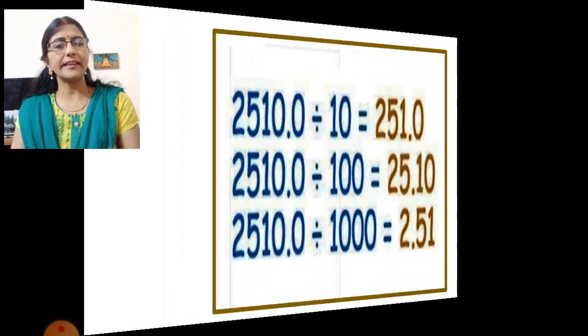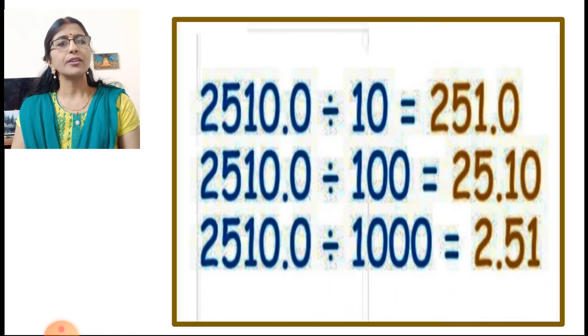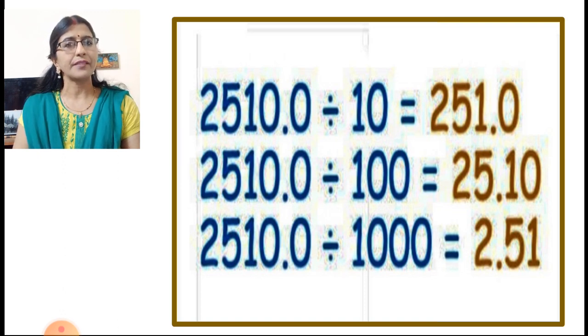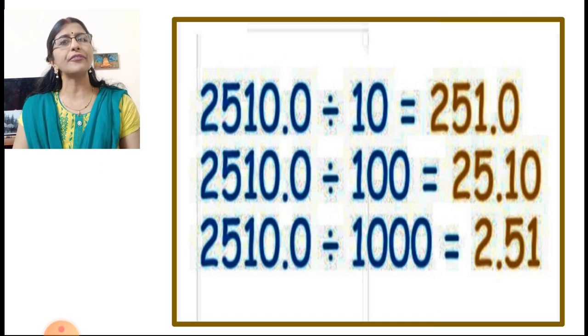So let us see here. There are some examples. 2510 divided by 10. So here we are dividing this one by 10. The dividend is 2510 and the divisor is 10. So the decimal point will be shifted to the left by one place because we are dividing it by 10. 10 has one 0. So you will get the quotient 251.